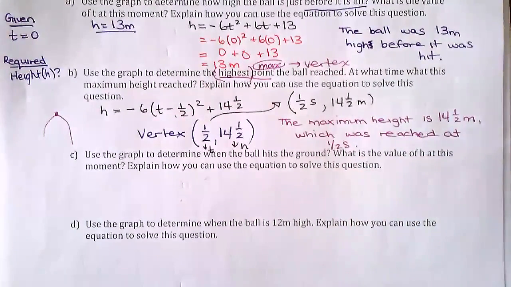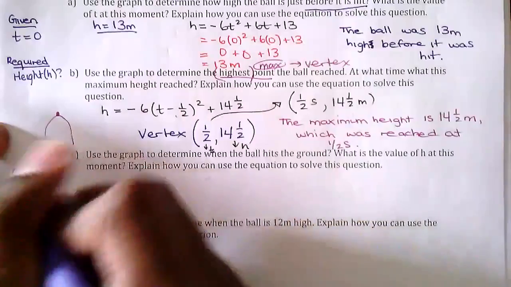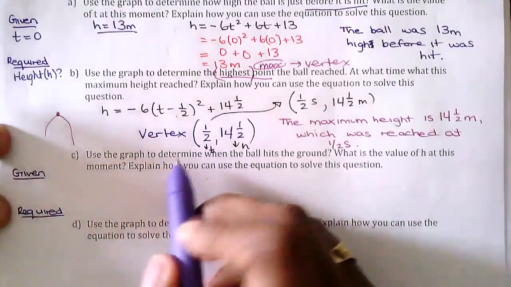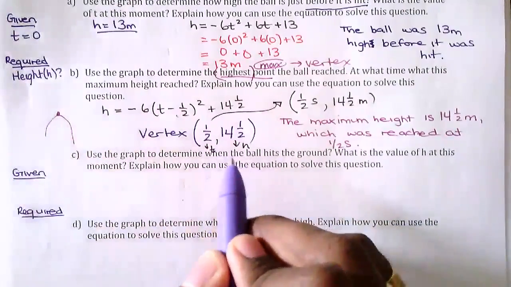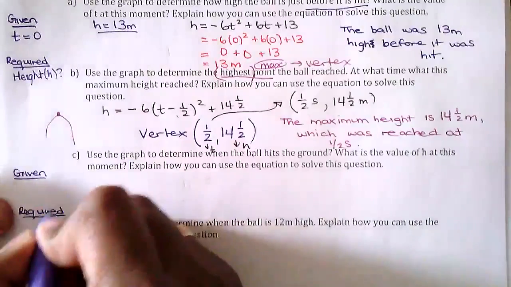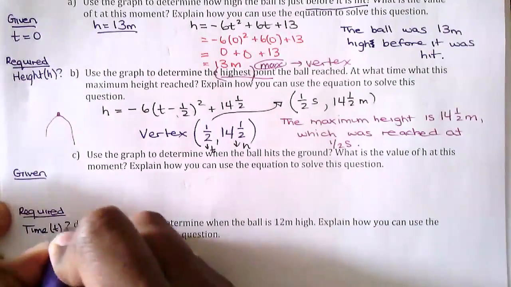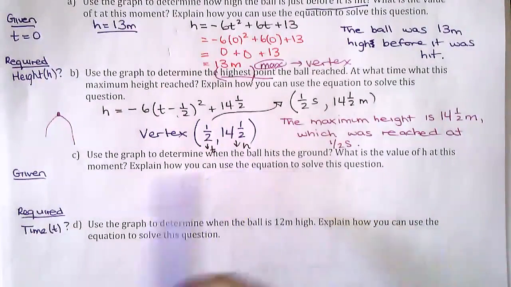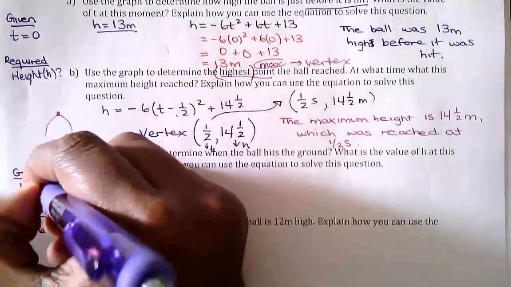So again, we have another question where we have to write out our givens and required. Given, required. Based on this question, it says use the graph to determine when the ball hits. So when represents time. So the required is we want some sort of time. So that's what we're trying to figure out. And in order to do that, we need to know a given height.